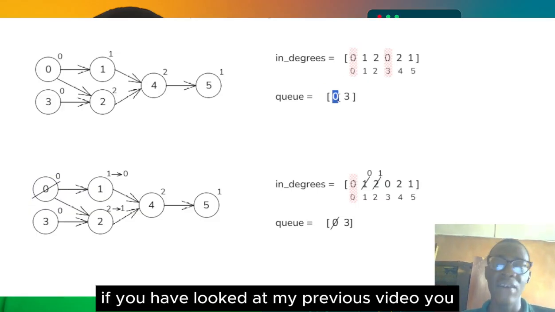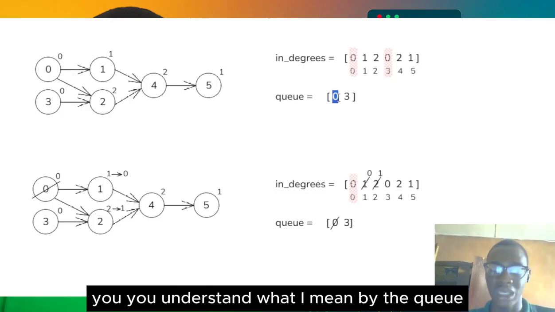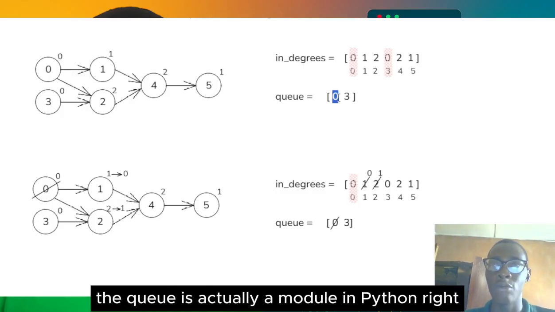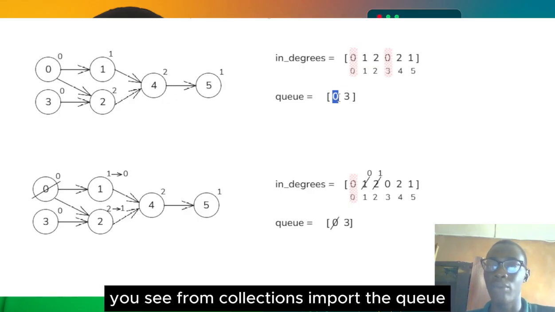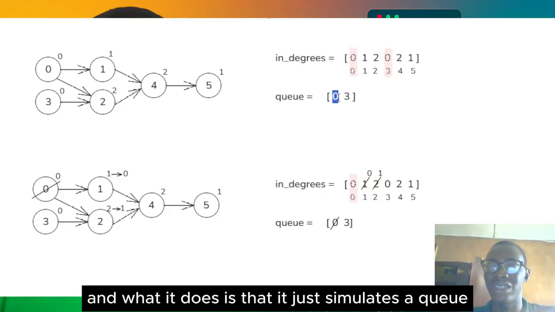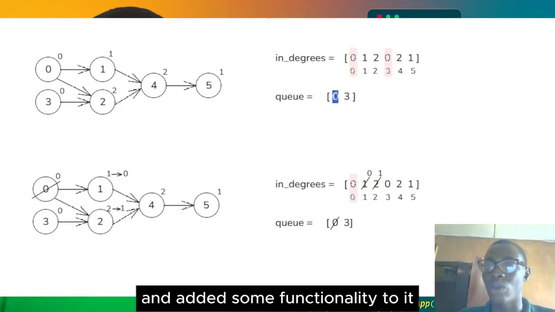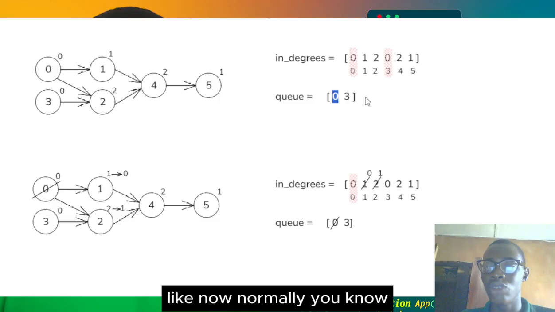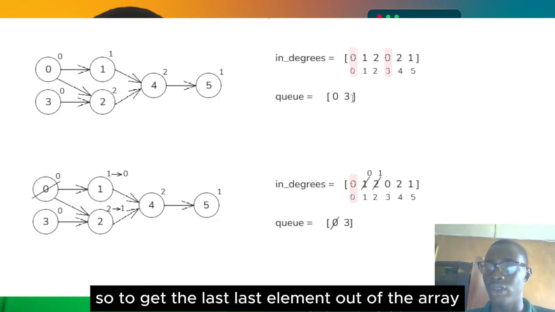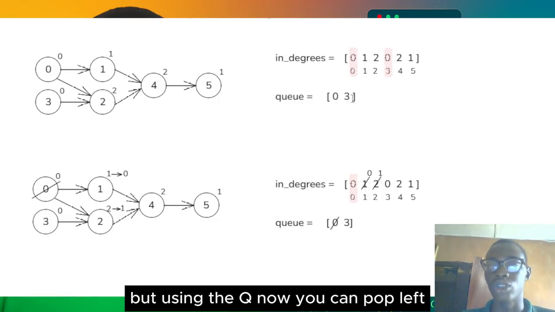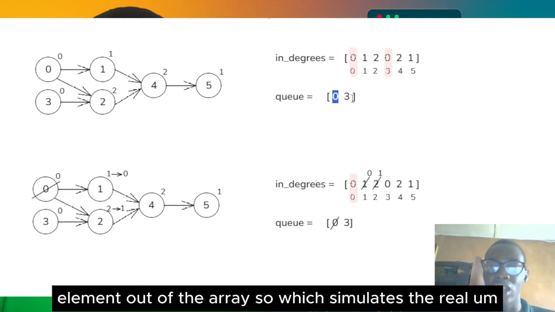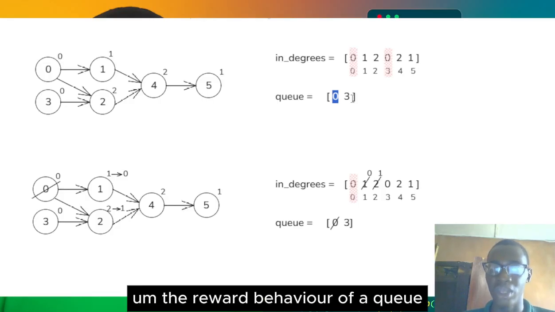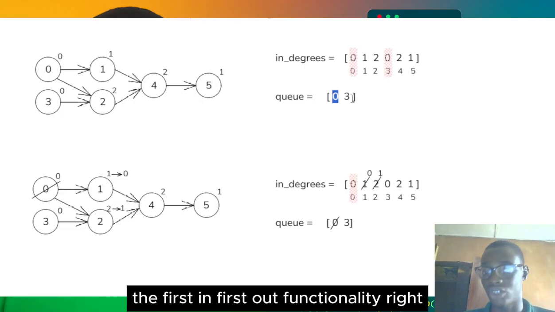If you have a look at my previous video, you'll understand what I mean by deque. Deque is actually a module in Python that you import from collections. You say from collections import deque, and what it does is simulate a queue and add some functionality to it. Normally, we can pop out of an array to get the last element out of the array. But using a deque, you can pop left, and pop left is gonna get the very first element out of the array, which simulates the real world behavior of a queue, the first in first out functionality.